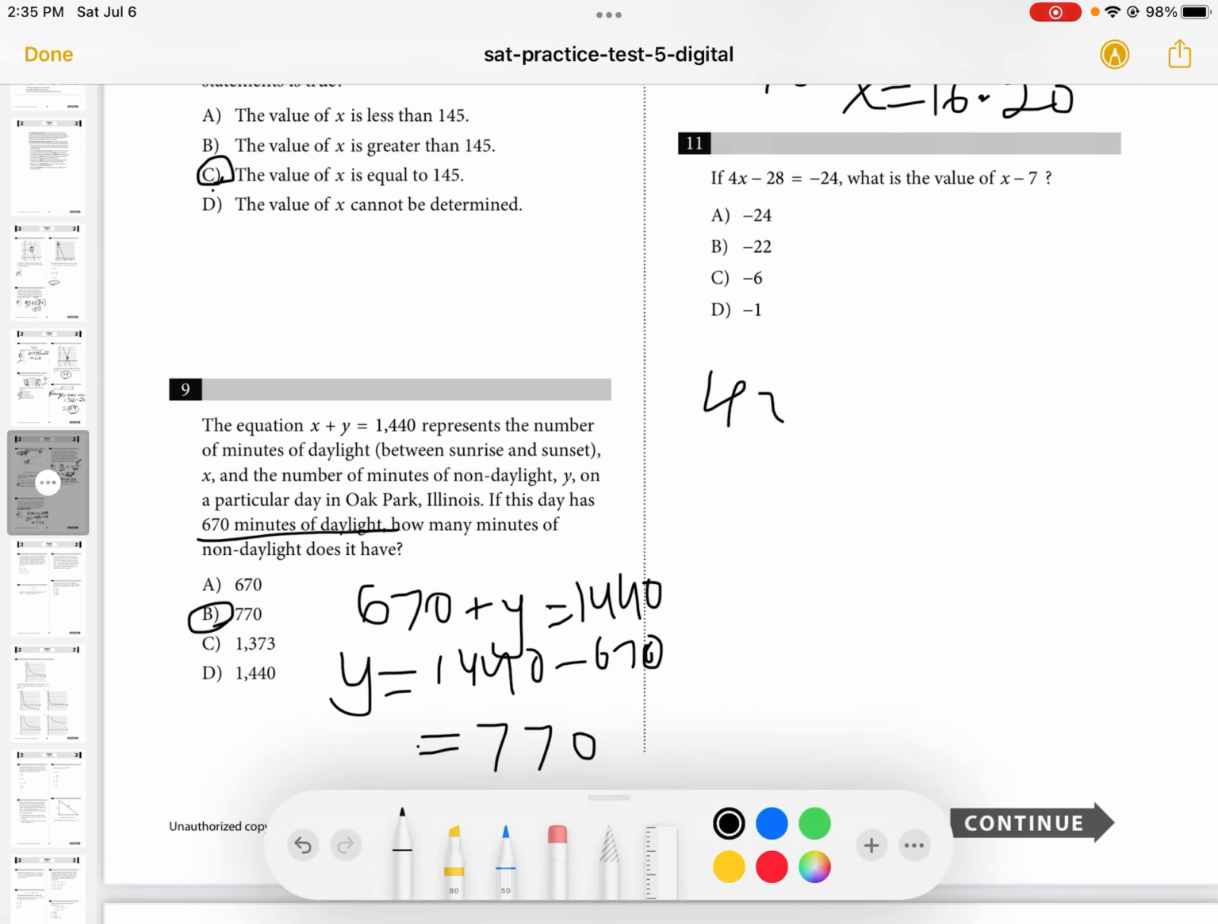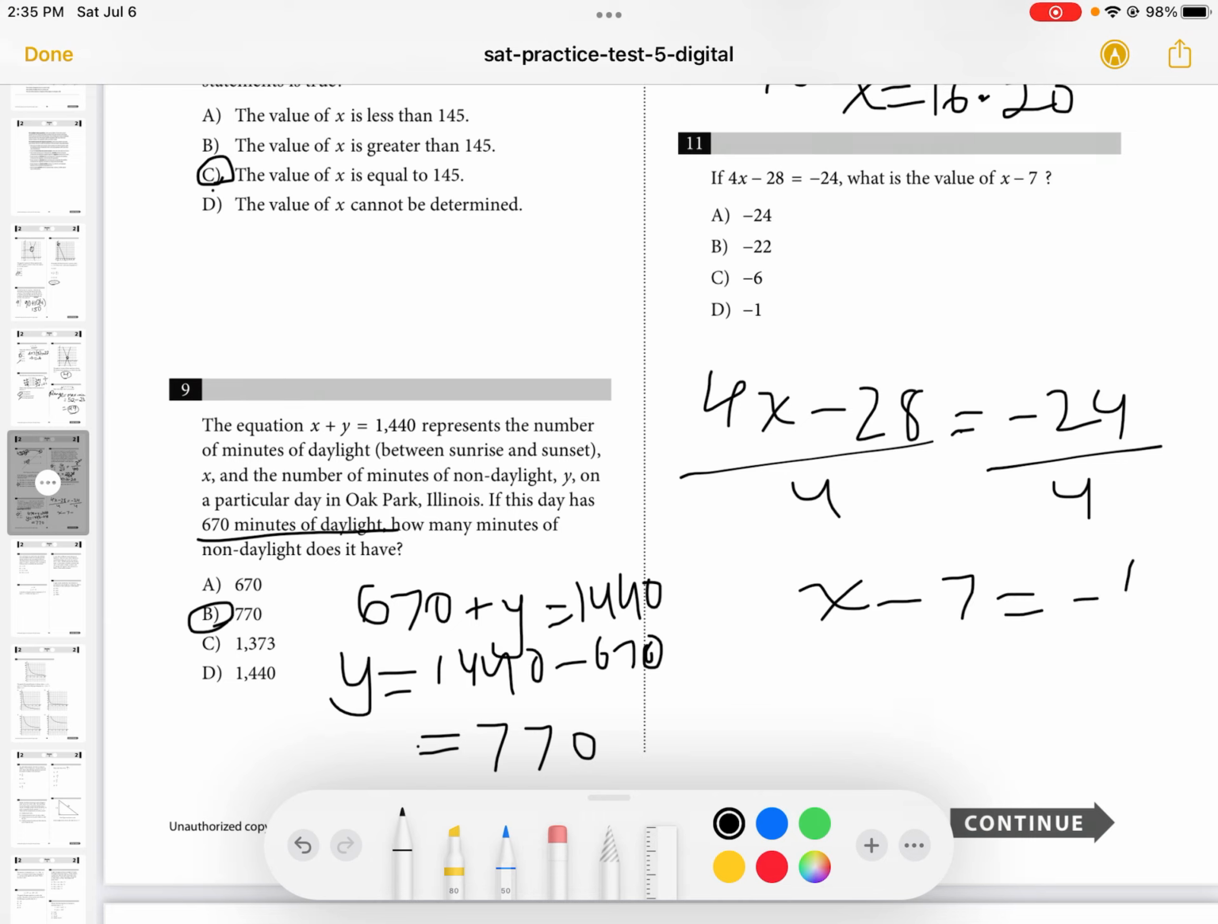If 4x minus 28 is equal to negative 24, what is the value of x minus 7? Well, if you divide both sides by 4, you get x minus 7 is equal to negative 6. Okay, next question.